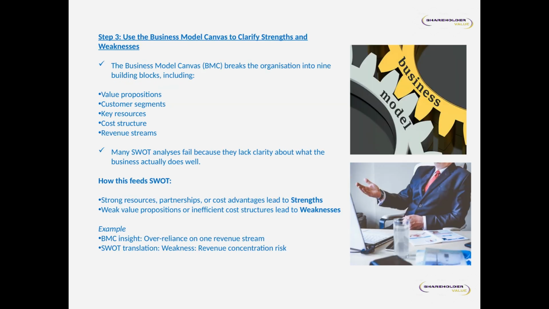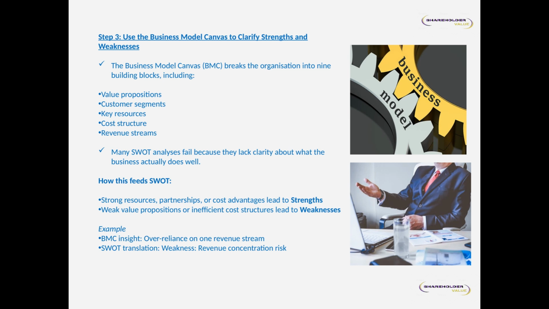The business model canvas helps us break down a company into 9 key parts, like value propositions, customer segments, key resources, cost structure, and revenue streams. Many SWOT analyses struggle because they aren't clear about what the business really does well. When we use the canvas, it's easier to see where strengths and weaknesses come from. For example, if a company has strong resources, solid partnerships, or cost advantages, those become clear strengths. On the other hand, weak value propositions or inefficient cost structures highlight weaknesses.